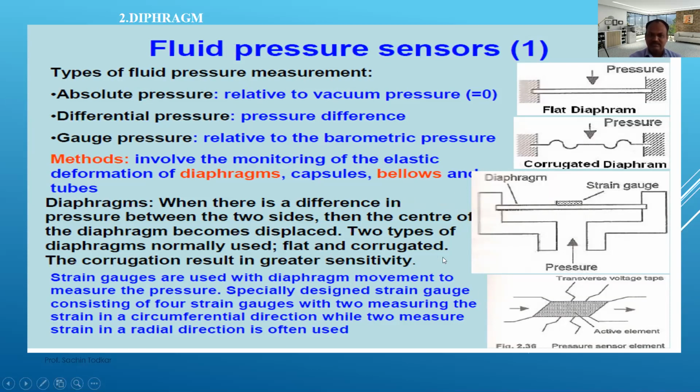Normally two types of diaphragms are used: flat and corrugated. In the case of a flat diaphragm, it is easy to install the strain gauge. In the case of a corrugated diaphragm, we have to use a Wheatstone bridge. Strain gauges are used with diaphragm movement to measure the pressure. Specially designed strain gauges consisting of 4 strain gauges, with 2 measuring the strain in the circumferential direction while 2 measure the strain in the radial direction, are often used. These types of diaphragms are used with the help of strain gauges.